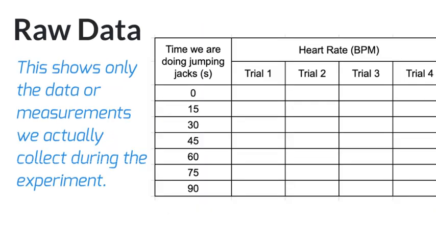We did an activity where we did some jumping jacks and measured your heart rate using oximeters. Our raw data only shows us what we actually measured, nothing more, nothing else. In this one, I've got 4 trials at each of my independent variable values. I can read off what my independent variable values were, and next to them I have the raw data, in other words, what I measured in each of my trials. Simple, isn't it?